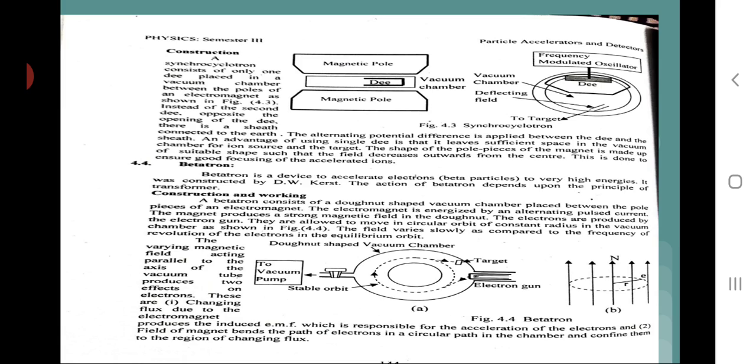In the donut-shaped vacuum chamber, the varying magnetic field acting parallel to the axis of the vacuum tube produces two effects on the electron. These are: the changing flux due to the electromagnet produces the induced EMF, which is responsible for the acceleration of the electron, and the field of the magnet bends the path of the electrons in a circular path in the chamber and confines them to the region of changing flux.